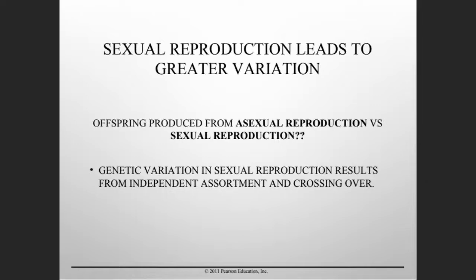Okay, next. So again, sexual reproduction leads to greater genetic variation. Bacteria and some other cells that go through asexual reproduction, some fungi, some protozoans and things, they don't go through sexual reproduction, right? So they just clone themselves. So there's no genetic variation there. The only way you get that genetic variation is through mutations. So that's offspring produced from asexual reproduction versus sexual reproduction. Genetic variation in sexual reproduction results from the independent assortment of the homologous pairs and the crossing over. Way more genetic diversity through sexual reproduction than asexual reproduction.